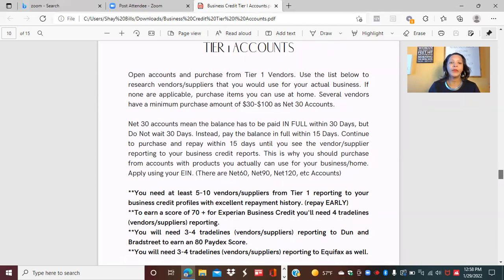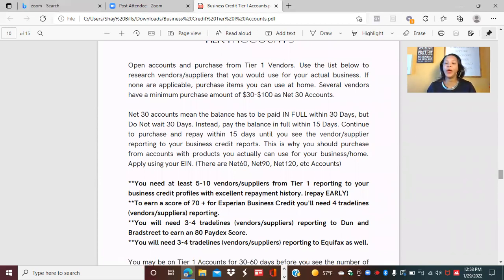So, open accounts and purchase from tier 1 vendors. You are about to open accounts and purchase from tier 1 vendors. You're not just going to get approved for an account. You are going to actually have to purchase from these vendors. Use the list below to research vendors and suppliers that you will use for your actual business. If none are applicable, purchase items you can use at home.